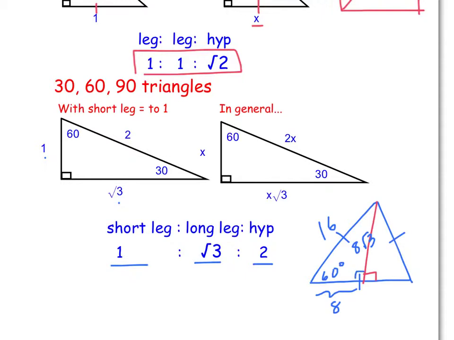But something to look out for. Just make sure you know that ratio. Again, short leg is 1. Long leg would be 1 times root 3. And the hypotenuse is the short leg times 2. Just little things to look out for.